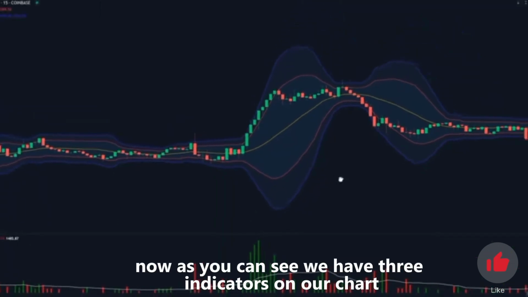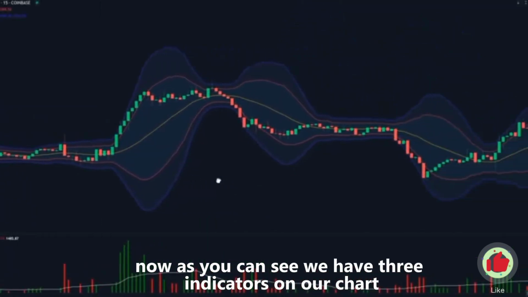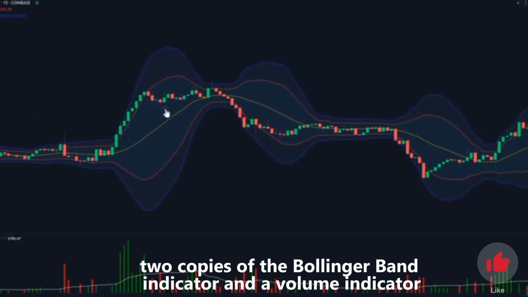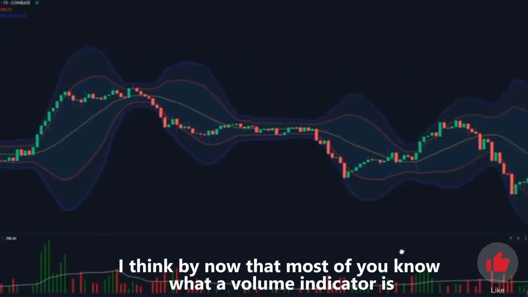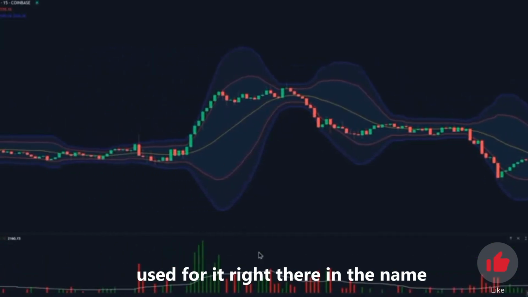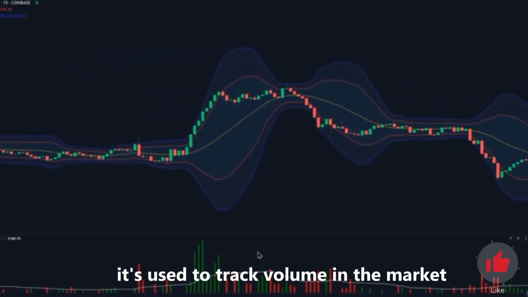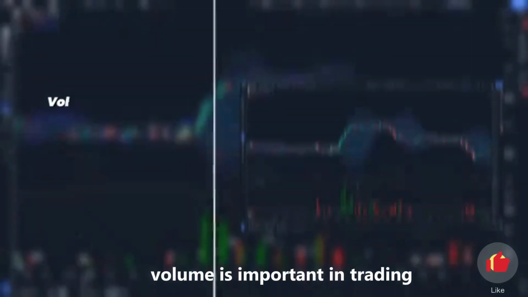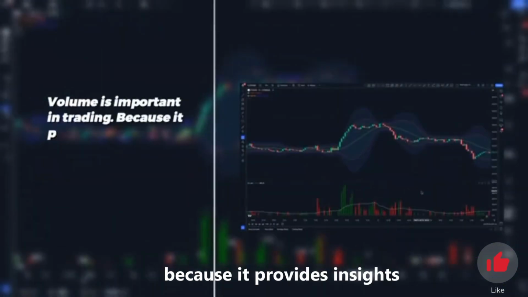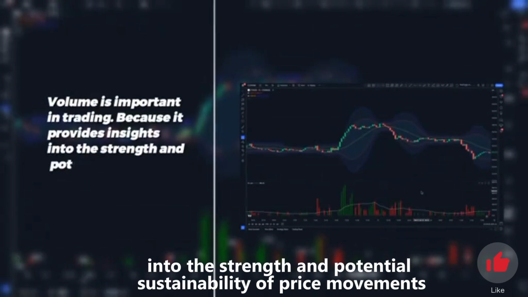Now, as you can see, we have 3 indicators on our chart, 2 copies of the Bollinger Band indicator, and a volume indicator. I think by now that most of you know what a volume indicator is used for. It's right there in the name. It's used to track volume in the market. Volume is important in trading because it provides insights into the strength and potential sustainability of price movements.